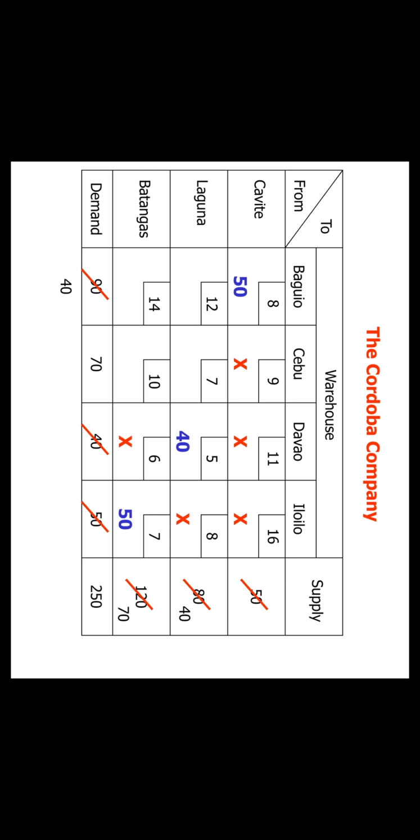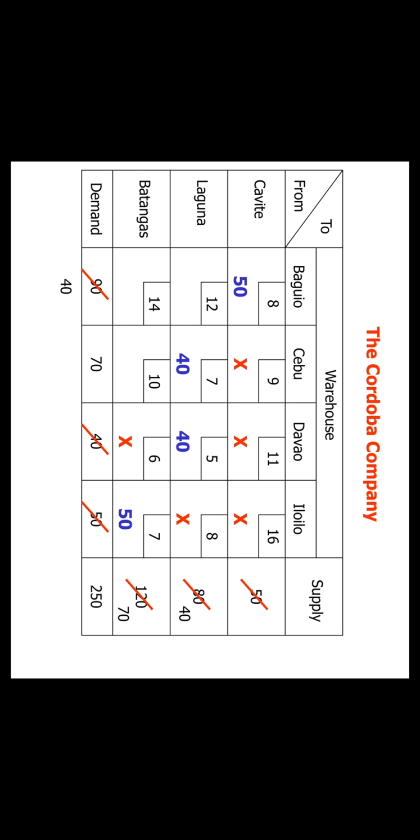Then again, even though there are remaining cells in the row of Batangas, we now move on to the next available row, which is the row of Laguna. From the remaining cells in the row of Laguna, our least cost cell is now the one with the cost of 7. How many units can we allocate to that cell? It's now a choice between the remaining supply of Laguna, which is 40, and the demand of Cebu, which is 70. We choose again the lower value, which is 40.